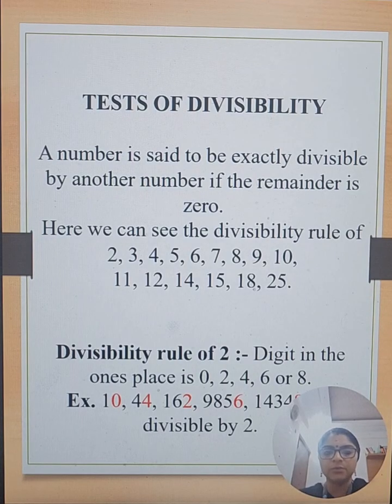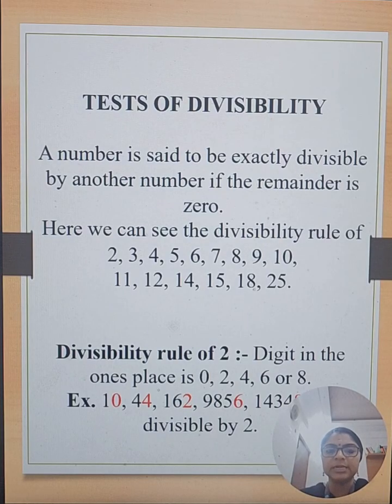How will you tell whether a given number is divisible by 2? There is a rule: if the digit in the ones place is 0, 2, 4, 6 or 8, then we can conclude this number is divisible by 2. For example, they are giving 10, 44, 162, etc.